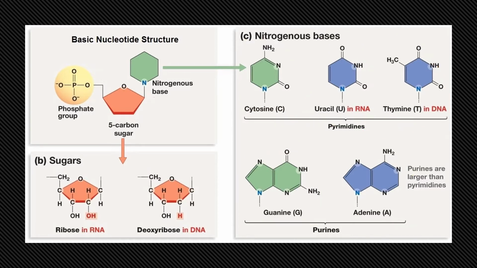So let's clear everything. Important, as you can see in this picture, guanine and adenine are called purines. Purines are larger than pyrimidines. They have 2 rings, one ring and a second ring, while the pyrimidines have only one ring. So pyrimidines are smaller or purines are larger. It depends on how you see this in context.